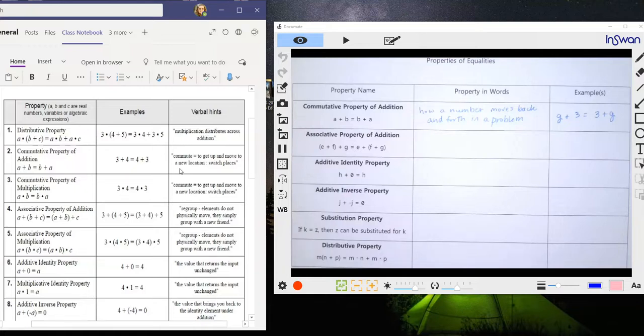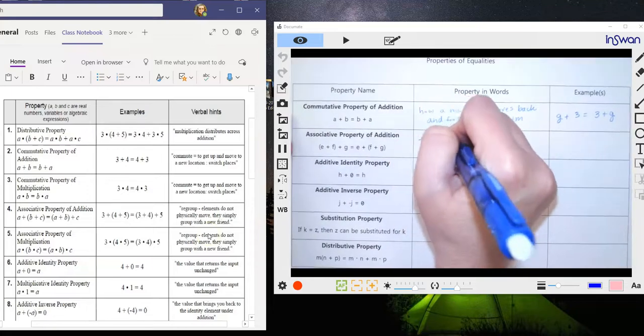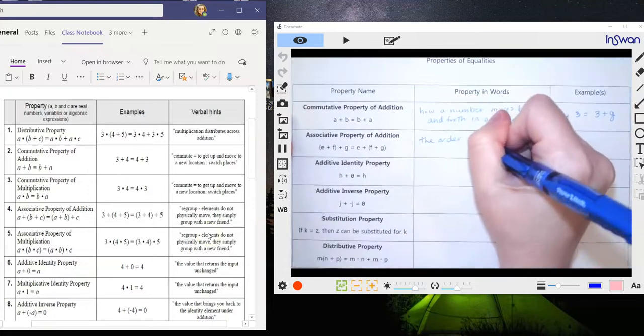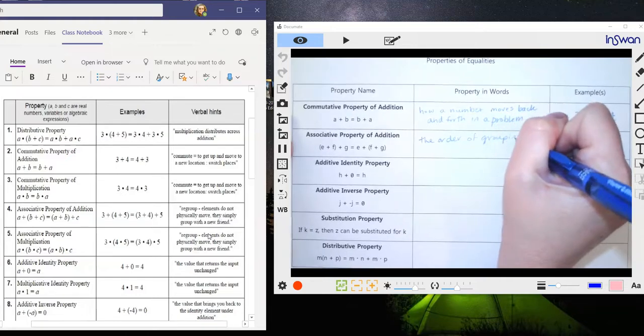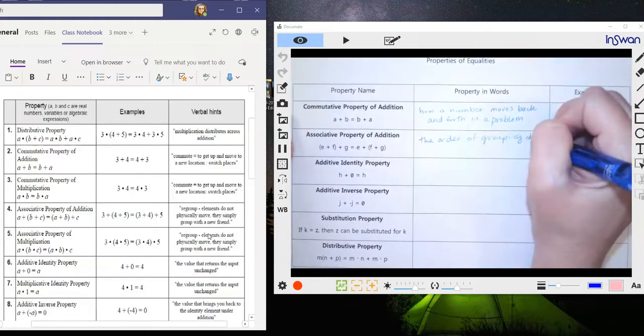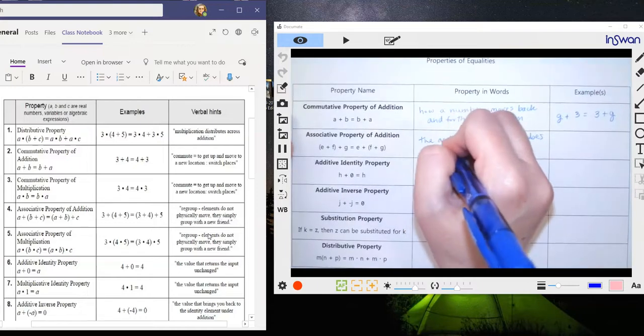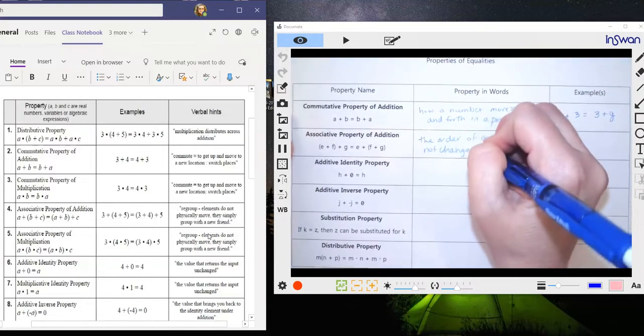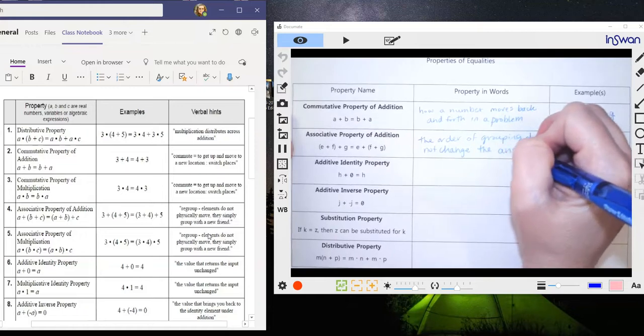And we do the same thing with the associative property. We could look down through our list, and we can see here we've got an example. 3 added to 4 plus 5 is the same thing as 3 added to 4, then adding 5. So basically, it's regrouping. So we could say the order of grouping does not change the answer, right?